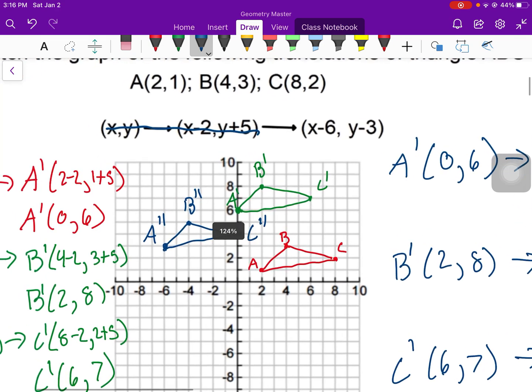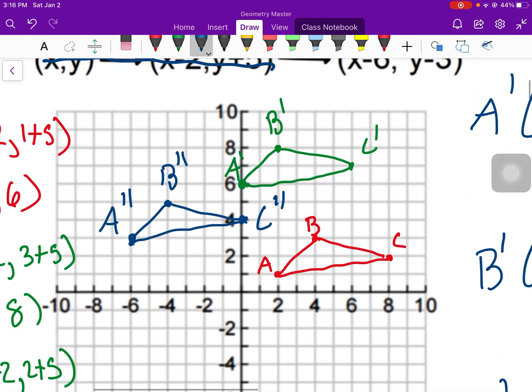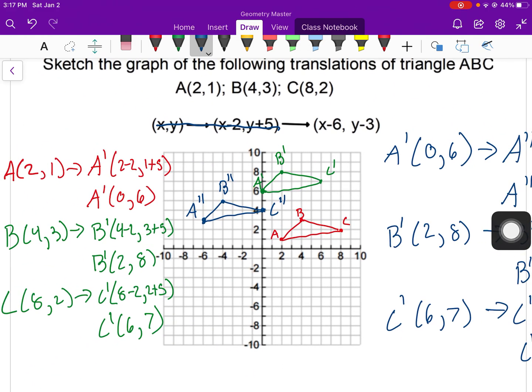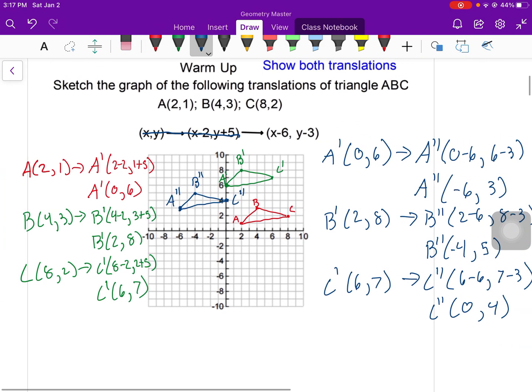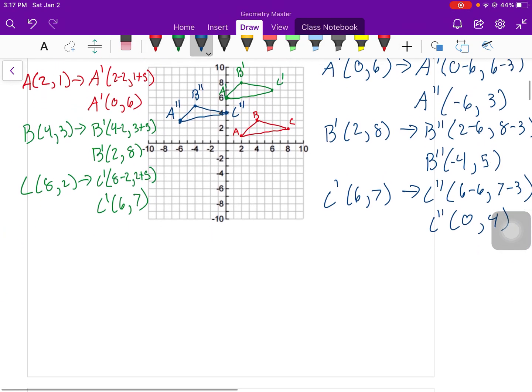All right, those are what all three things should look like. Notice that I have A, B, C, A prime, B prime, C prime, A double prime, B double prime, and C double prime. If you don't put those primes, you are then saying it is a different point, which is incorrect. So make sure that you are clearly communicating which value you are graphing.